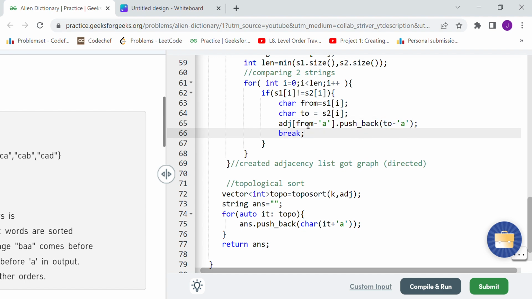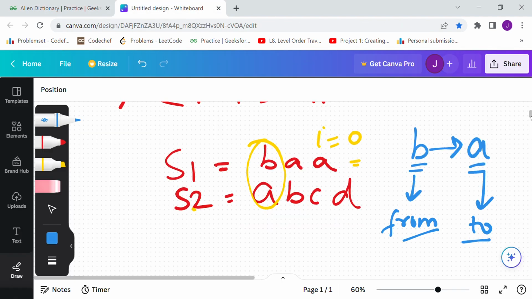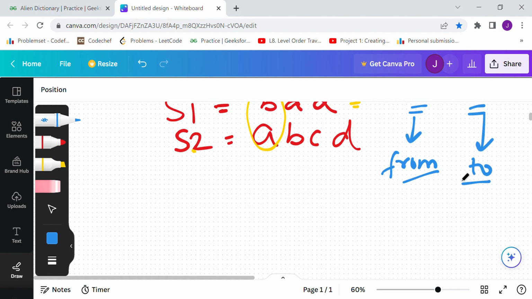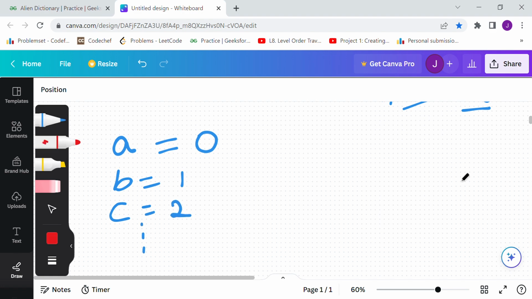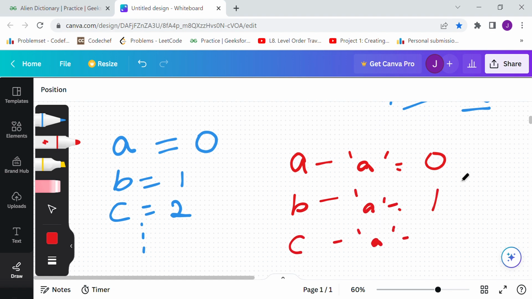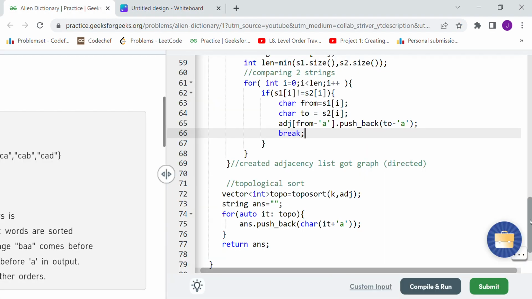And why are we doing this minus a? We are converting all the character nodes a, b, c, d to numbers. For example, A will be converted to 0, B will be converted to 1, C will be converted to 2, and so on. Why does this happen? Because if I do A minus this, then it will be 0. If I do B minus this, then it will be 1. If I do C minus this, it will be 2, right? So we are converting these characters to numbers.